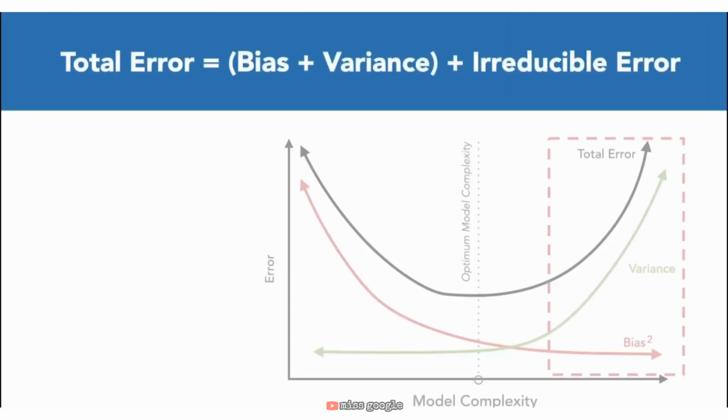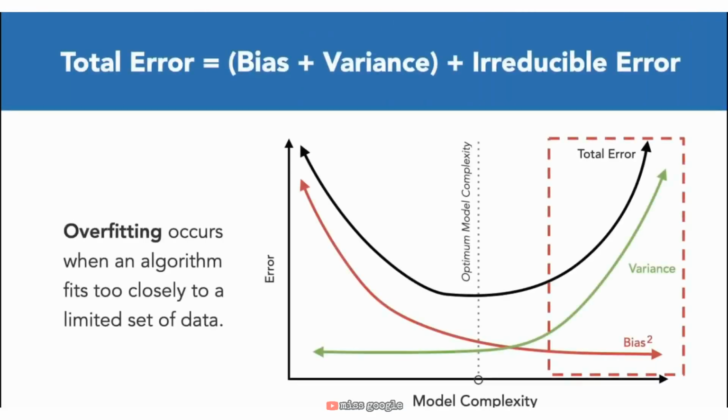That is overfitting. So to summarize, overfitting occurs when an algorithm fits too closely to the training set and just memorizes examples. This results in low bias and high variance, which drives high total error.